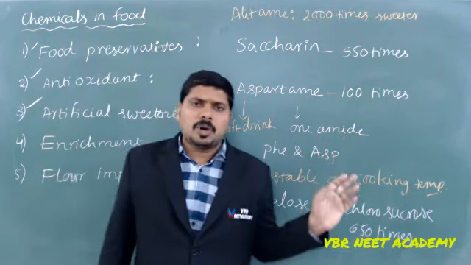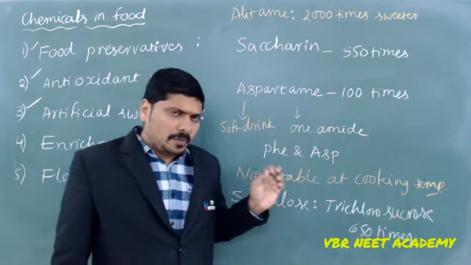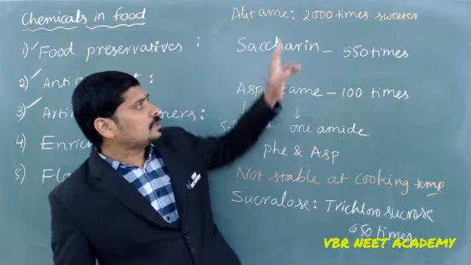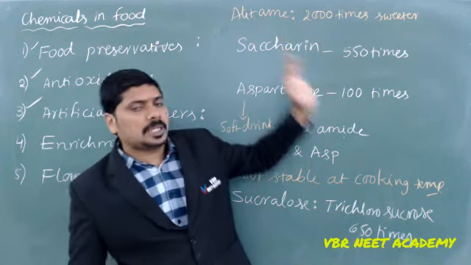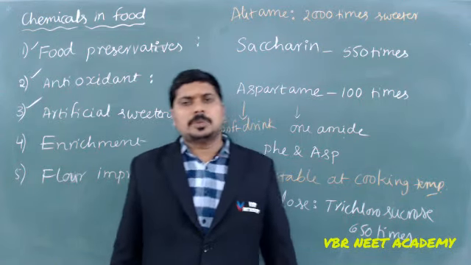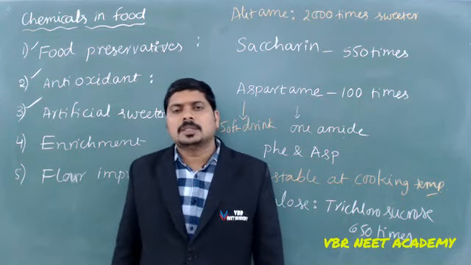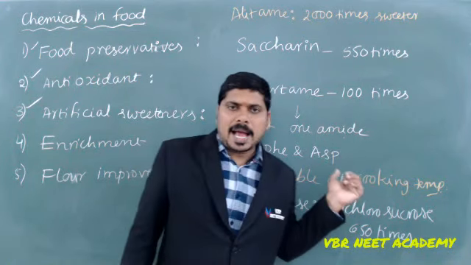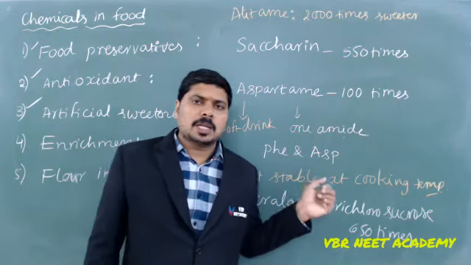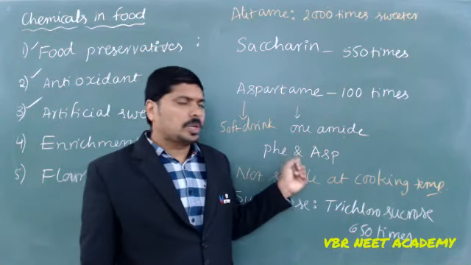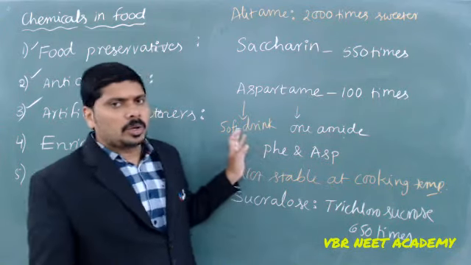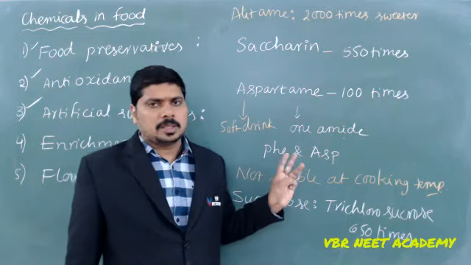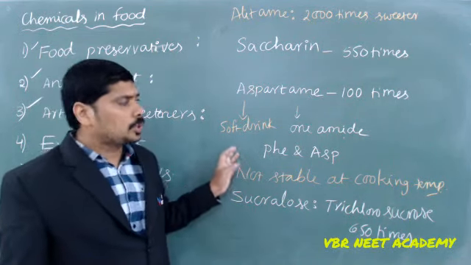And moreover, the questions we are going to get from this: which of the following is much sweeter than sucrose? That is 2000 times sweeter, that is ADDITIVES. And which of the following cannot be used at cooking temperature or for cooking food? Then the answer is aspartame. How many amide bonds are present in aspartame? It is 1 amide bond. How many chlorines are present in sucralose? It is 3 chlorines. These are the questions that can be asked during the exam.